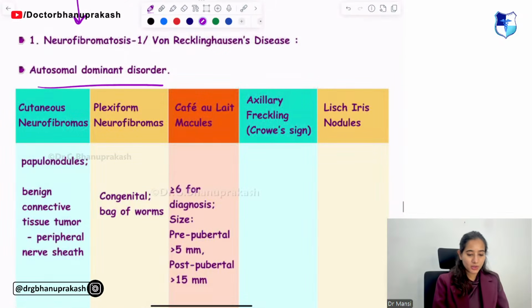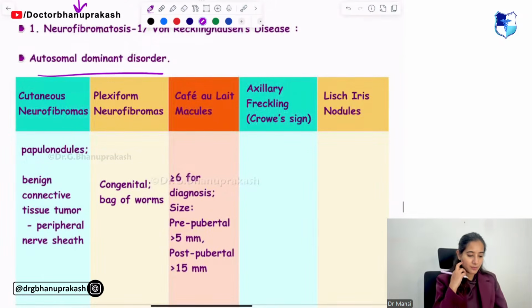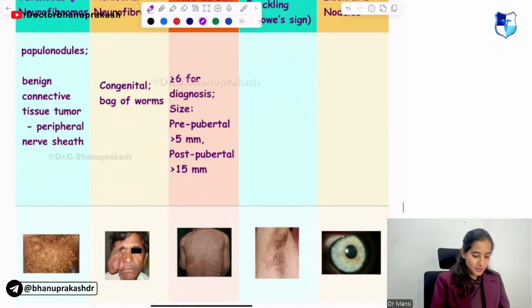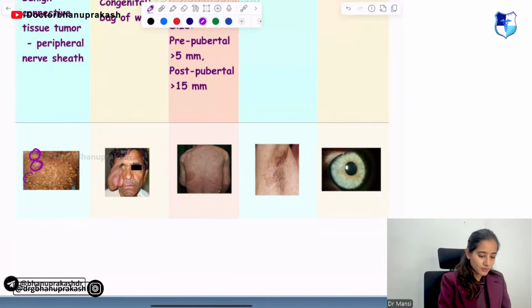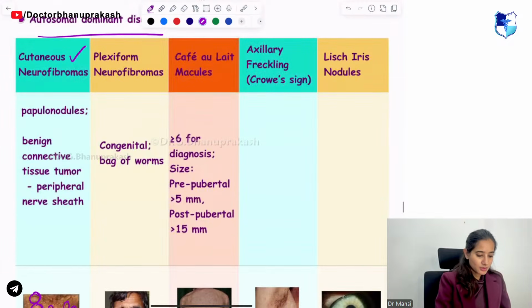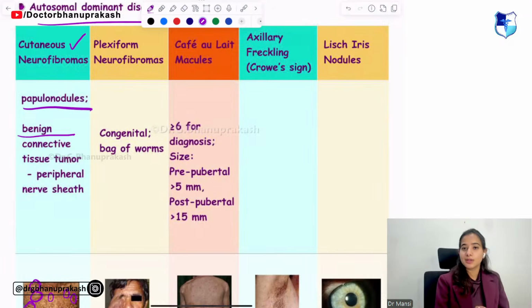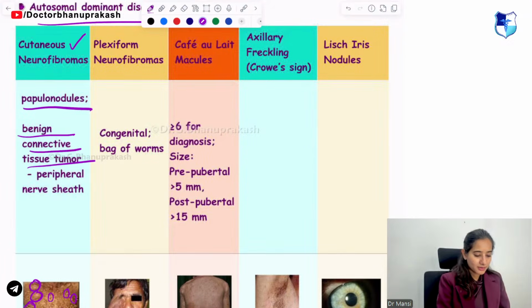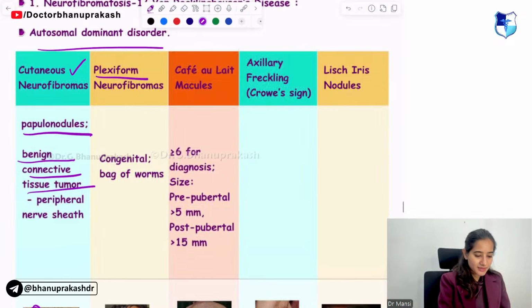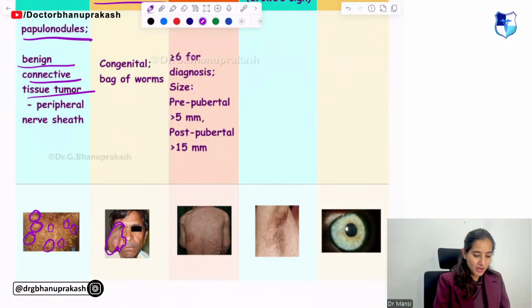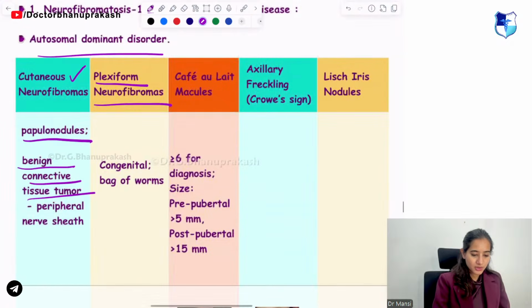Okay, so what kind of different conditions are there? We have cutaneous neurofibromas which are present. You can see there are a lot of neurofibromas. Nodular lesions are present in this type. So papulonodules are present. This is benign. It does look like a tumor, but it is not a tumor. Okay, it's a benign condition. And about plexiform neurofibromas, we can see as if there is a bag of worms. It is congenital.